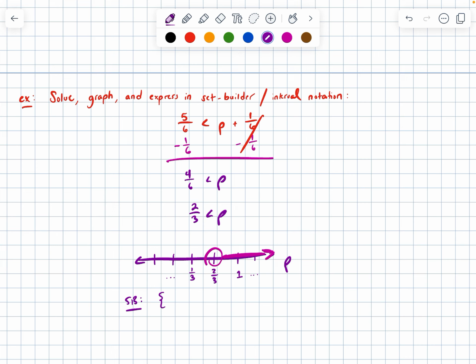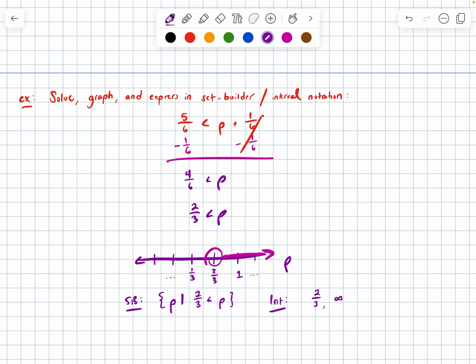And then the last thing I need are my notations. Well, for my set builder notation, hopefully you remember, it starts with my little squiggly bracket. Really a brace, but squiggly bracket is more fun. Squiggly bracket here, I'm interested in all values of p such that, in this case, the only criteria is that 2/3 needs to be less than p. You could also write p is greater than 2/3. So there's my set builder notation.